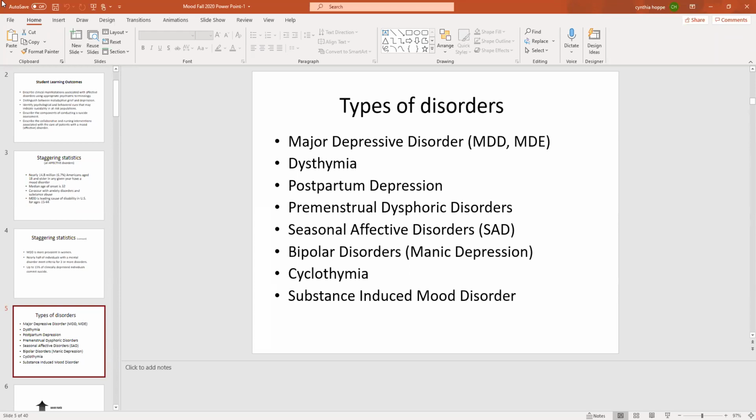Okay, cyclothymia is like dysthymia. It's low chronic levels of depression and hypomania. So it's a fluctuation in mood, highs and lows, but not as high as a true patient with bipolar disorder. And then I just brought up substance-induced disorder.